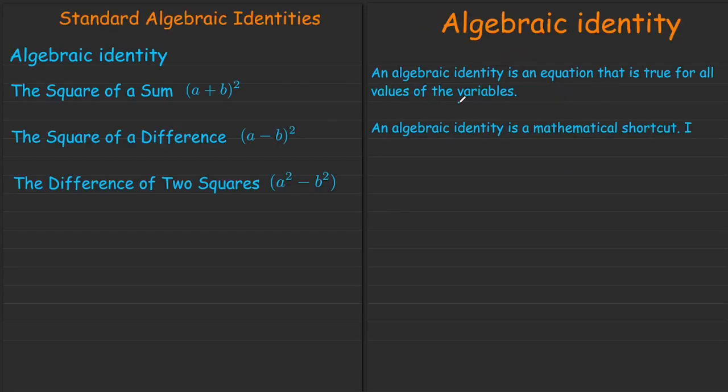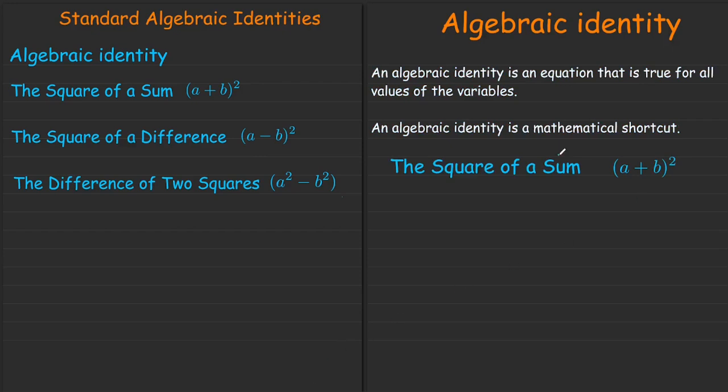So when we talk of an algebraic identity, what comes to mind? An algebraic identity is an equation that is true for all values of the variables. It is a mathematical shortcut. What this means is, if you know the shortcuts or these identities I'm about to explain to you, there's no need going through the normal expansion method. You just insert your values and you're good to go. The first algebraic identity we'll be looking at is the square of a sum.